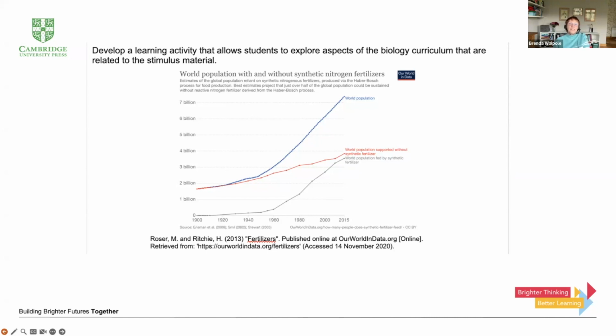A graph. This is a graph which shows world population with and without synthetic fertilizers. What will happen to world population? All kinds of topics can be discussed from this. Well, human population, for one thing, the effect of fertilizers on the soil, what would happen if we stopped using synthetic fertilizers, and so on.